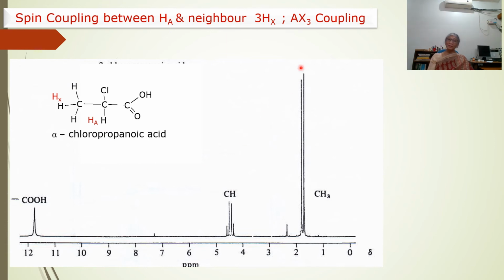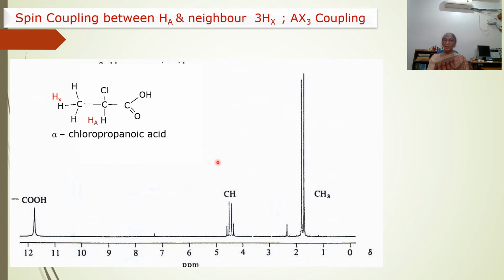Now look at only the NMR spectrum. Don't look at the structure of alpha chloropropanoic acid. If we don't have the structure here, but we have the NMR spectrum, by looking at the splitting pattern, we can predict the number of neighboring protons. Now this signal has split up into 4 peaks. It means to say that neighboring protons of methene will be 3 in number.